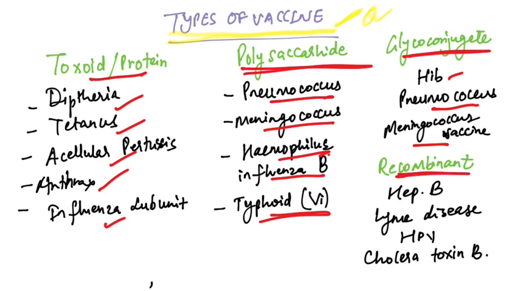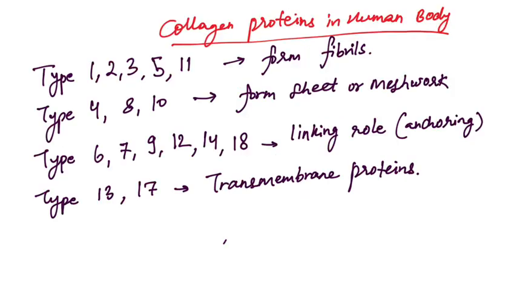Now recombinant vaccines are hepatitis B, Lyme's disease, HPV and cholera toxin B. These are the recombinant type of vaccines.